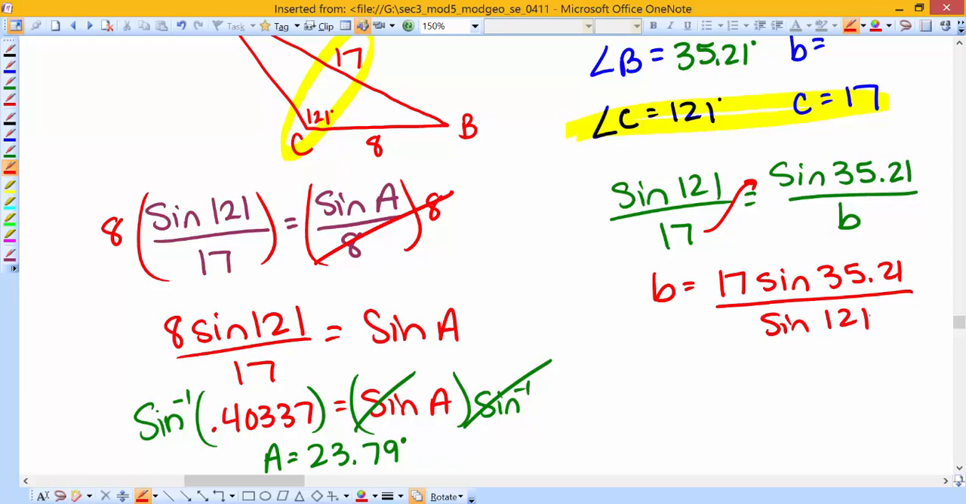And then it's just using your calculator: 17 sine 35.21 divided by the sine of 121. And I get, for the length of B, 11.43.